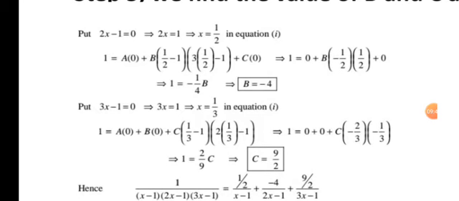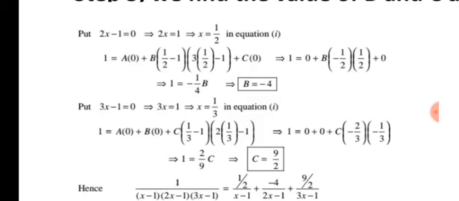So when we put 2x minus 1 is equal to 0, the value of x will be 1 over 2, as it is mentioned in the first step. Now we put 2x minus 1 is equal to 0, and where there will be no 2x minus 1, the value of x will be put over there, and the value of x is 1 by 2.